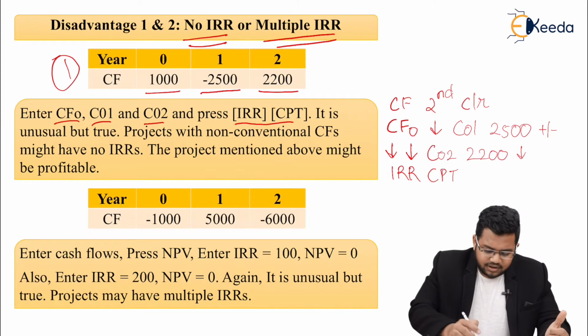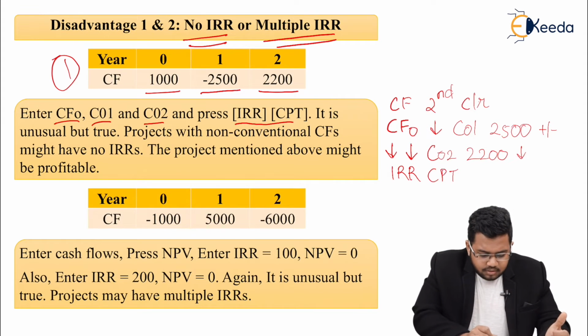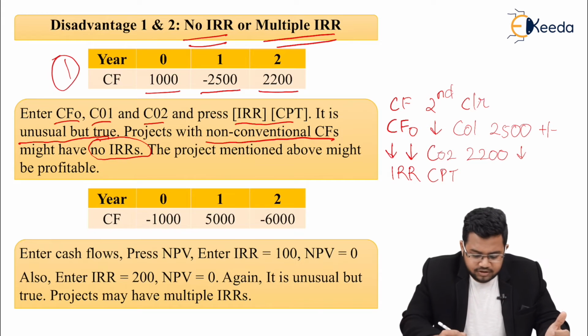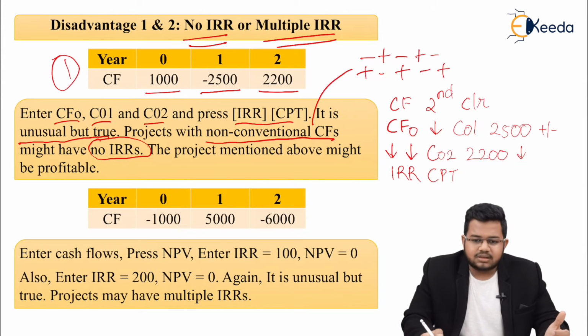So in my answer I've written, it is unusual but true. Projects with non-conventional cash flows might have no IRRs. If you remember, what is a non-conventional cash flow pattern? It can be minus plus minus plus minus or plus minus plus minus plus. Basically the sign is changing more than one time.